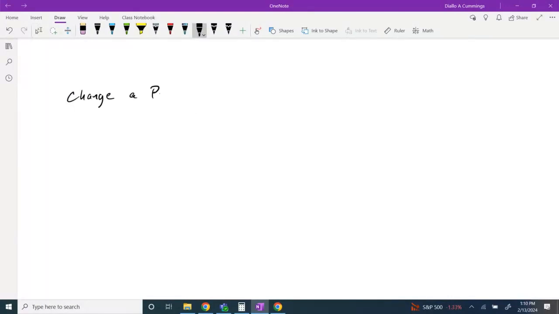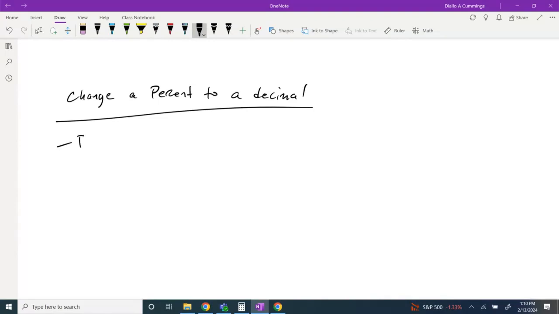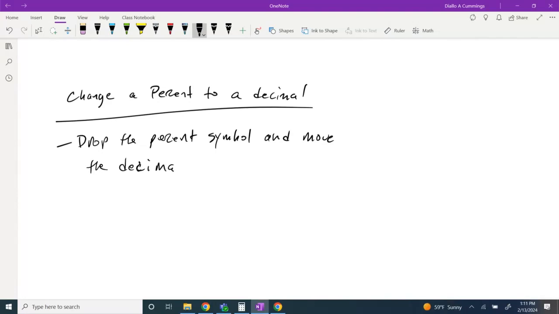Change a percent to a decimal. Right, we're just going to reverse the process. You're going to drop the percent symbol, and move the decimal 2 places left.